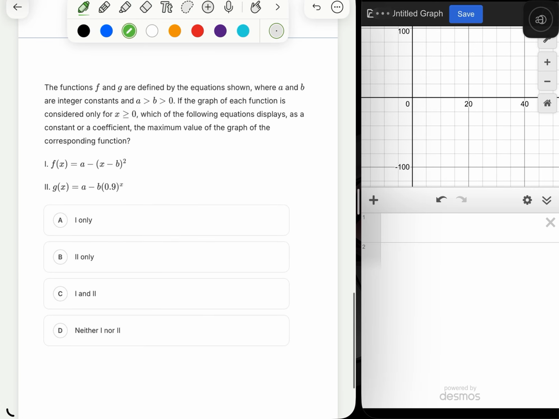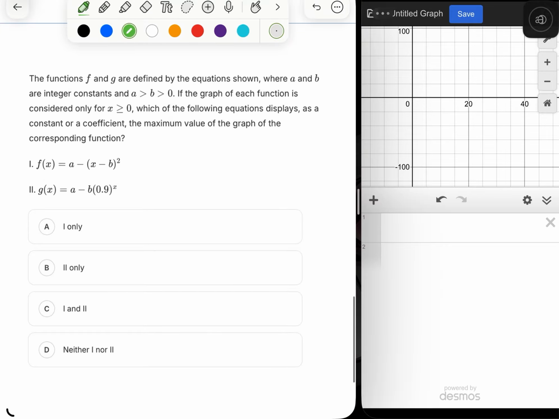Okay, so here we have two functions, f of x and g of x, and a and b here are constants where a is greater than b, which is greater than 0. Now, if the graph of each function is considered only for x values greater than or equal to 0, which of the following equations displays as a constant or coefficient the maximum value of the graph of the corresponding function?